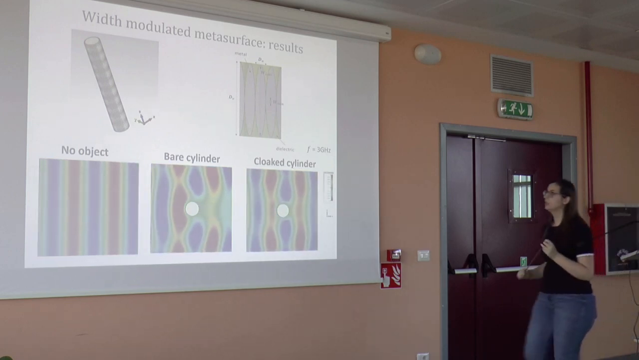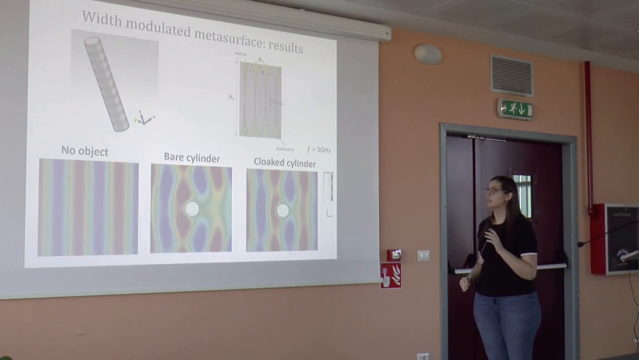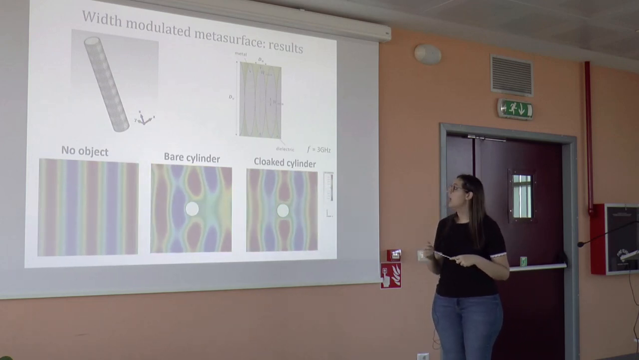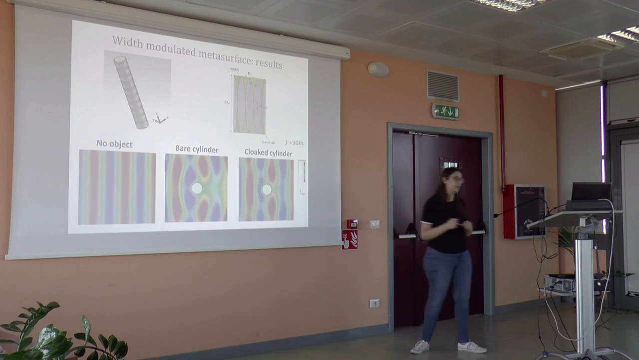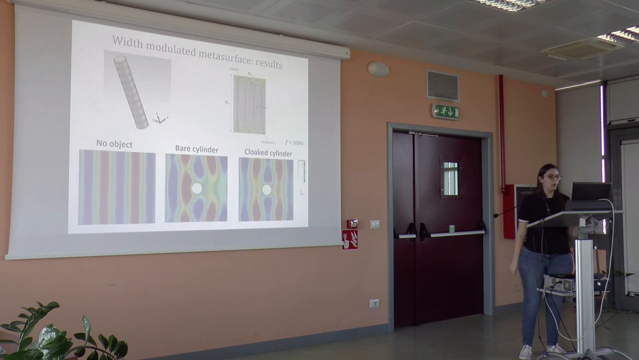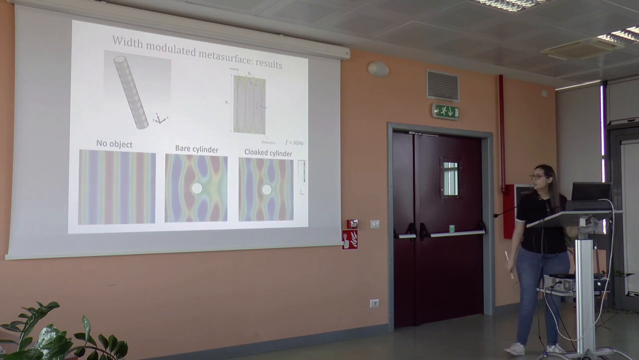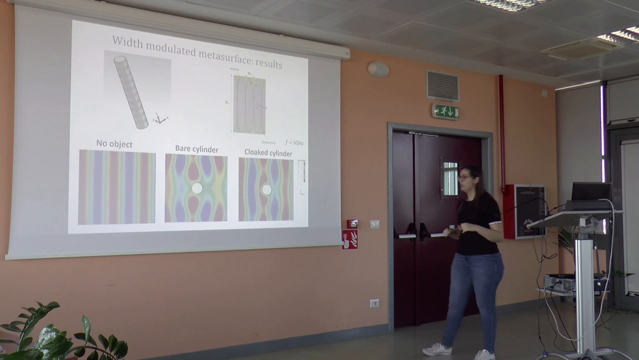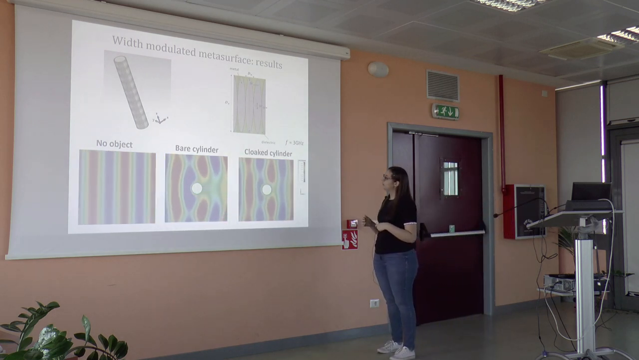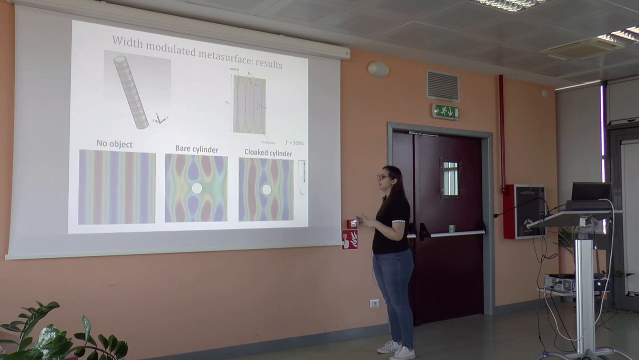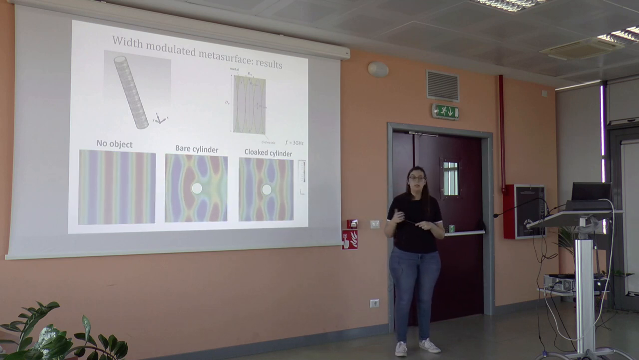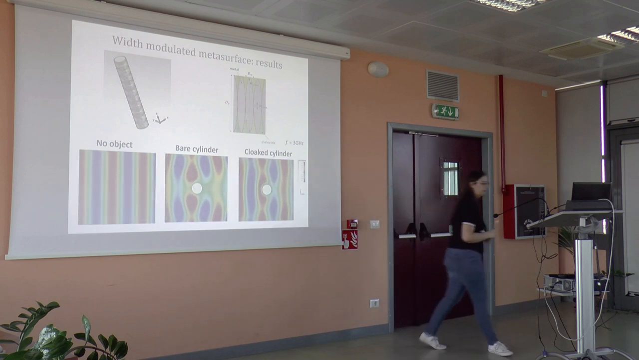Here there are some results. So the structure is the one that I described, so the metallic cylinder plus this modulated metasurface. And we can see the results for the total field. In this case, we are at 3 GHz. In the bare case, the field is distorted and we see a shadow region beyond the object, while in the cloaked cylinder, the field is partially restored and it resembles the incident field when no object is present.